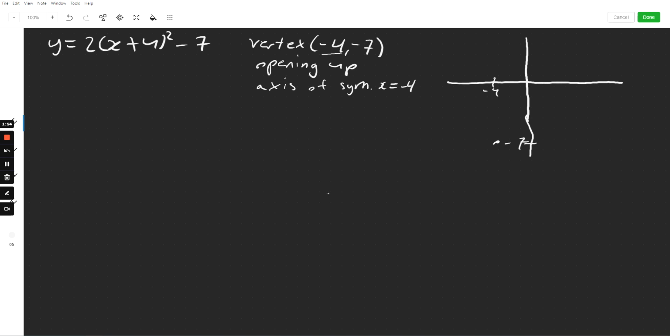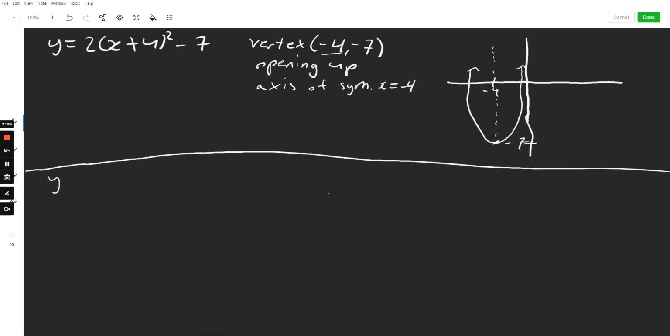So we can actually just draw it, something like this. Oh, that was terrible. Okay, well, something like this and this. Yeah, so the axis of symmetry is at x equals -4. Right, so we'll move on to another example.